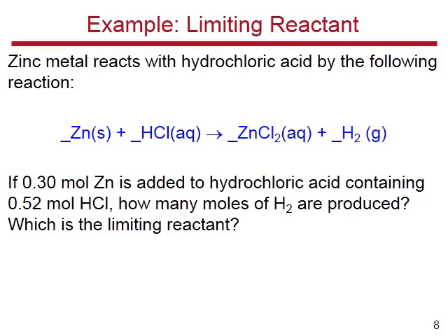Zinc metal reacts with hydrochloric acid by the following reaction: zinc plus HCl giving zinc chloride plus hydrogen. 0.3 moles of zinc is added to hydrochloric acid containing 0.52 moles of HCl. How many moles of hydrogen are produced? Which is the limiting reactant?